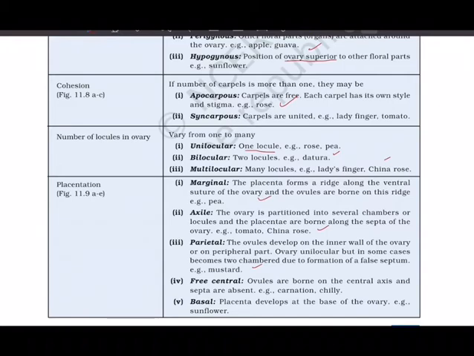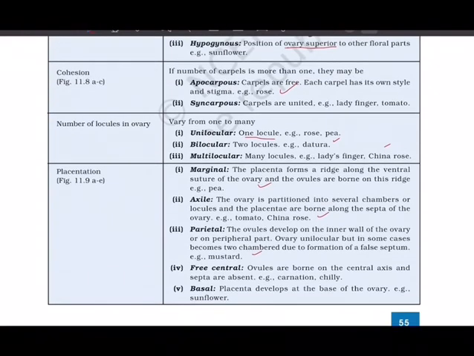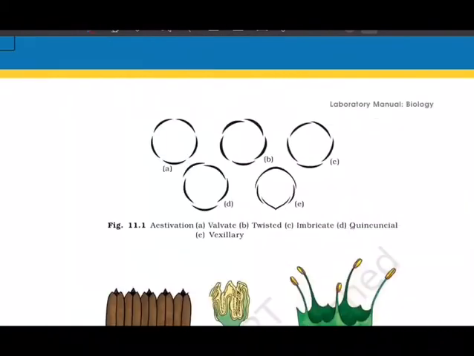All these will be seen under the microscope only when you take the section. You have to take a transverse section of the ovary, TS of ovary, then you understand whether the placentation is marginal, axial, parietal, free or basal. Okay, you need to observe this, then come to a conclusion.